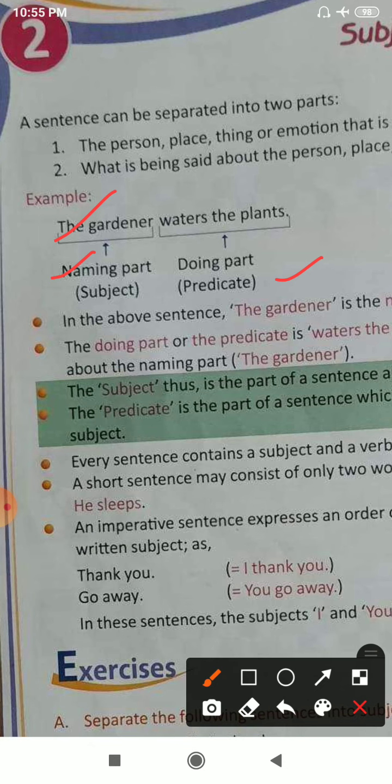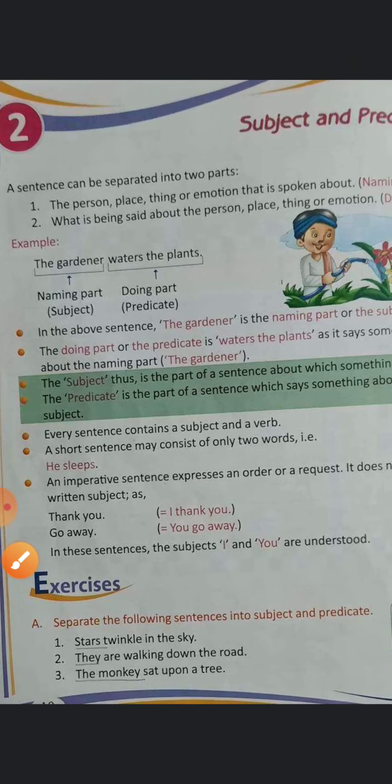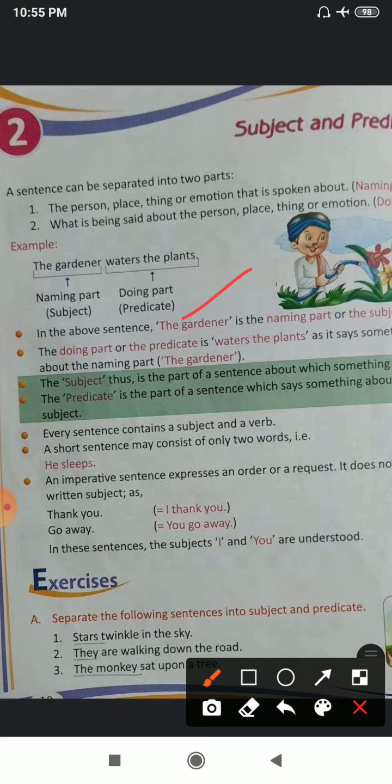The subject is basically that part of a sentence about which something is said, right? And the predicate is that part of the sentence which tells something about the subject. In the above sentence, you can notice, students, that the gardener is the naming part or the subject, and the doing part is waters the plant, and it is called the predicate, right? Now, every sentence contains a subject and a verb. So, in every sentence, there is a subject as well as a verb.